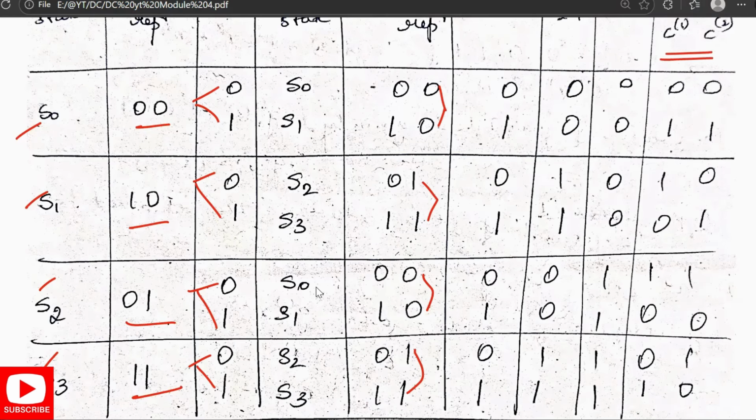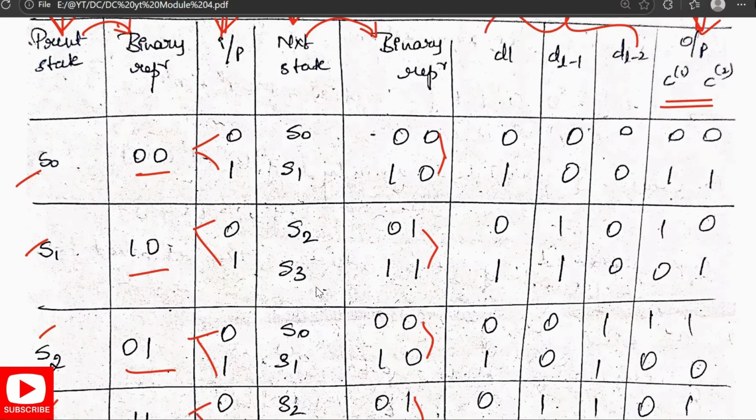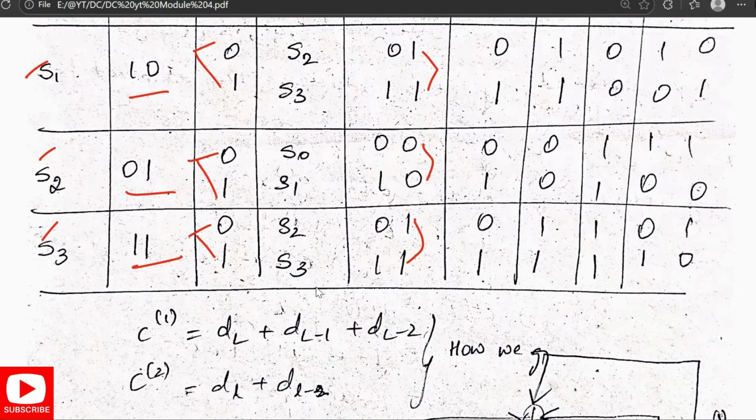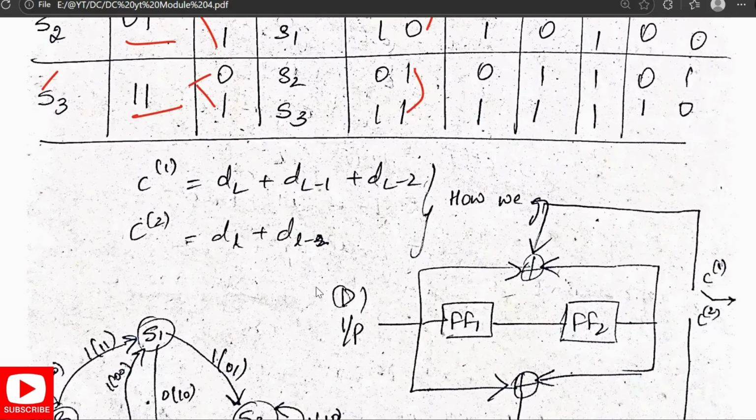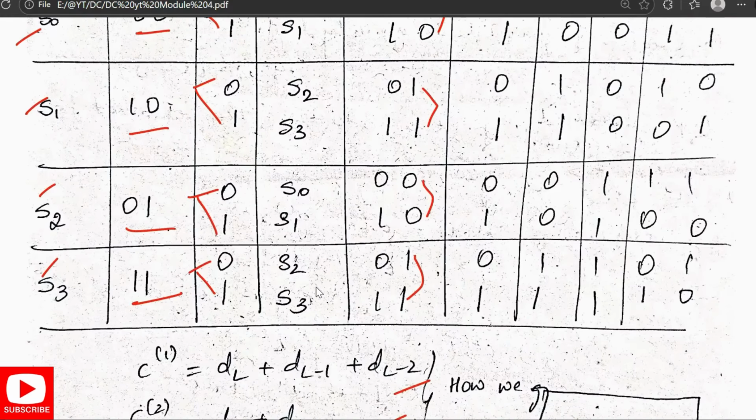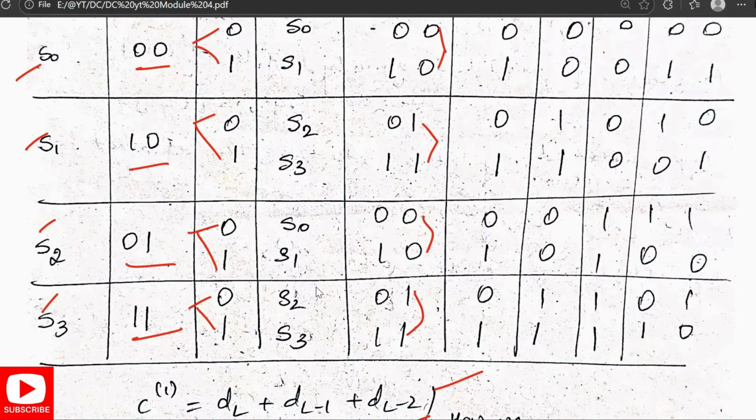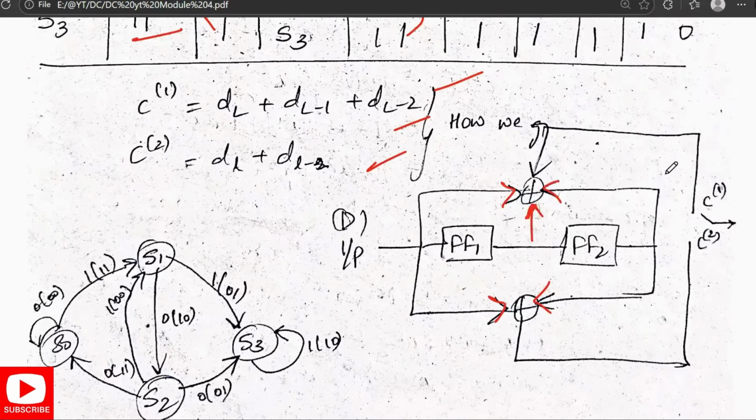And for this, how to calculate C1 and C2? Basically you need to get the equation. How do we get this equation? It is by looking into the encoder. You can observe here that for C1 we have 3 inputs: DL, DL minus 1 and DL minus 2. For C2 it is DL and DL minus 2. So we got the 2 equations. Using these equations, you need to find out C1 and C2 by adding those inputs and getting the values. So this completes the table.